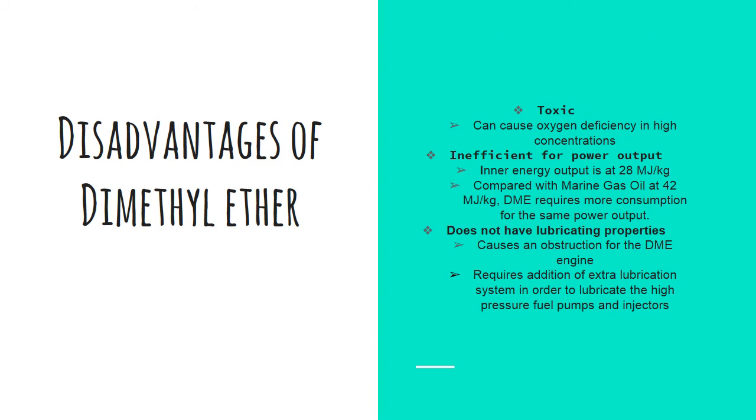So the disadvantage of dimethyl ether, first that it is toxic. It can cause oxygen deficiency to humans in high concentrations. It is inefficient in terms of power output. For dimethyl ether, the energy output is 28 megajoules per kg. Compared with marine gas oil at 42 megajoules per kg, DME requires more consumption for the same power output. Also, DME does not have lubricating properties. This causes an obstruction for the DME engine. So for this, it requires addition of extra lubricant system in order to lubricate the high pressure fuel pumps and injectors.